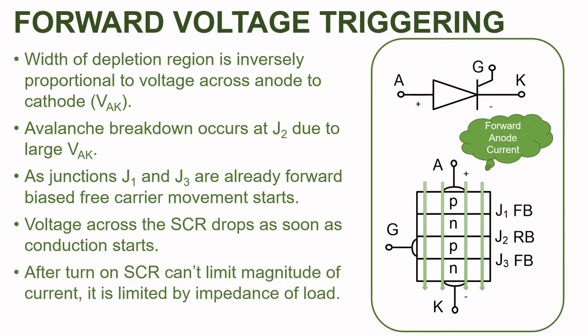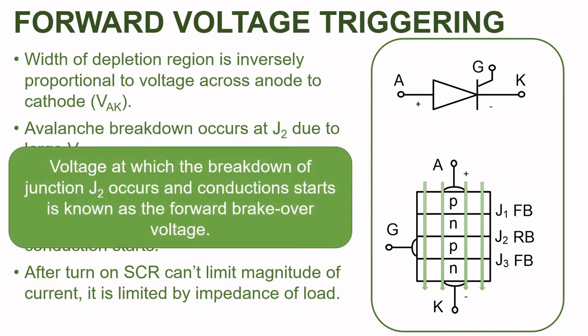After turning on, the SCR cannot limit the magnitude of current flowing through it. The magnitude of current is now limited by the impedance connected in series with the SCR. Voltage at which the breakdown of junction J2 occurs and conduction starts is known as forward breakover voltage. This is the forward voltage triggering method of SCR.